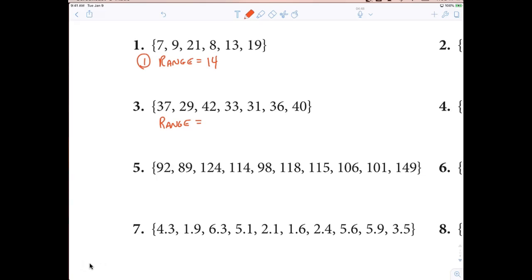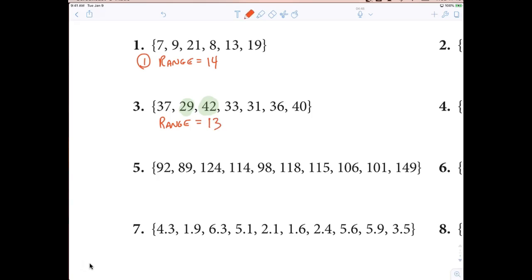Aiden, what's the range for number 3? Oh, no, I was looking at number 2. I'm on number 3. What's the range? Well, first of all, tell me what the highest is. And what's the lowest? Okay. So does anybody have any issues with the range being 13?